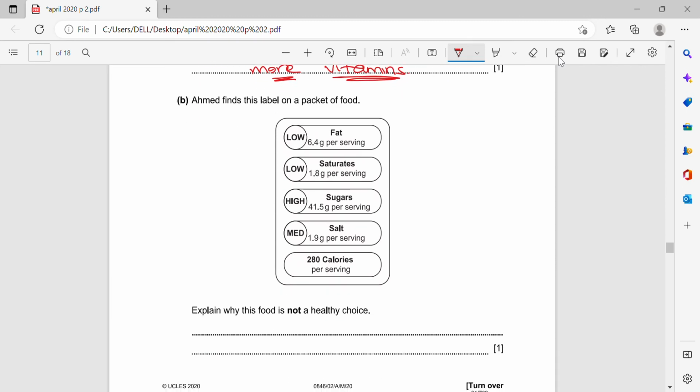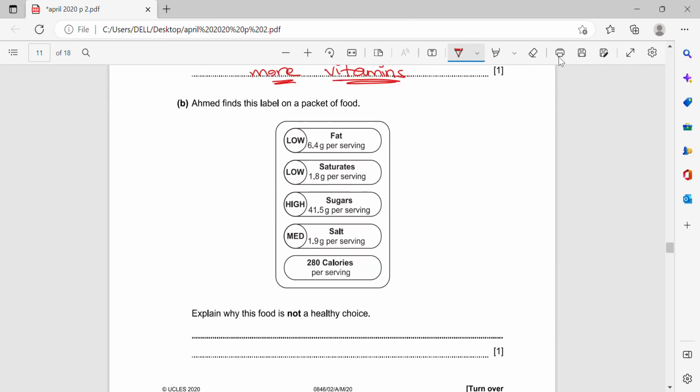Question B. Ahmed finds this label on a packet of food. Explain why this food is not a healthy choice. أحمد كان عايز يشتري حاجة فلقى كل ده مكتوب على الليبل بتاع الفود اللي هيشتريها. Here, low fat, low saturates, high sugar, 41.5 gram of sugar, medium salt, and 280 calories per serving.